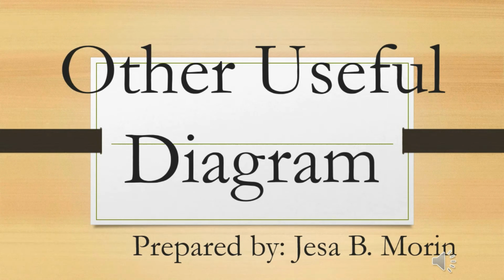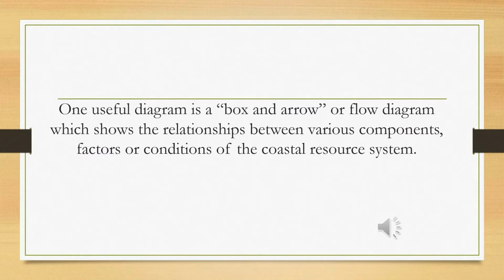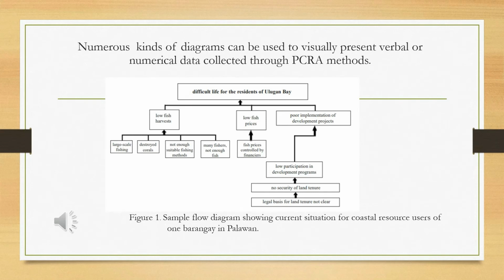I am tasked to discuss other useful diagrams. One useful diagram is a box and arrow or flow diagram, which shows the relationships between various components, factors, or conditions of the coastal resource system. Numerous kinds of diagrams can be used to visually present verbal or numerical data collected through PCRA methods. Figure 1 shows a sample flow diagram showing the current situation for coastal resource users of one barangay in Palawan.